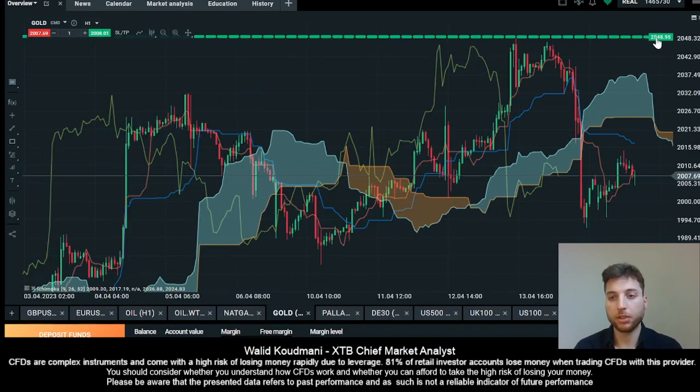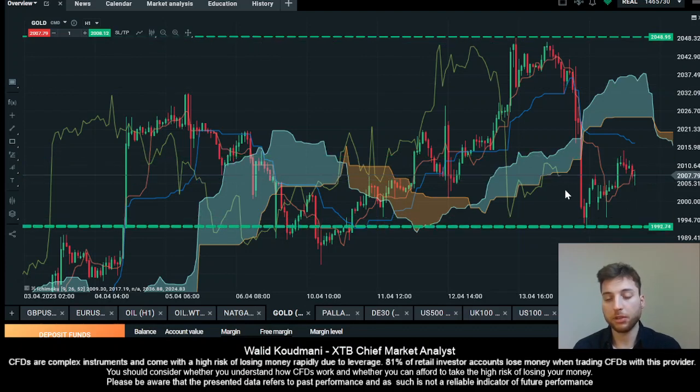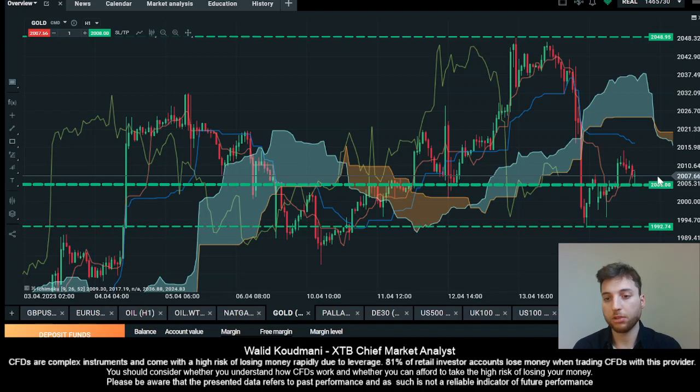If we want to draw a potential support area, we can do it around the 1990 level, or even on the shorter term, about 2005. So the $2,000 mark remains the key level to keep an eye on, at least for the time being.